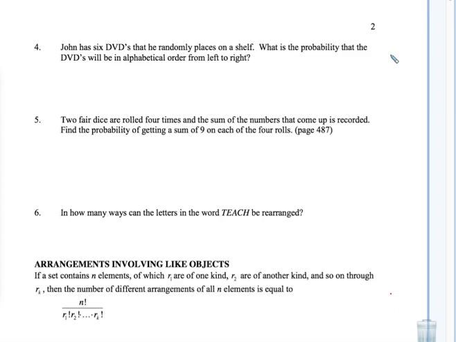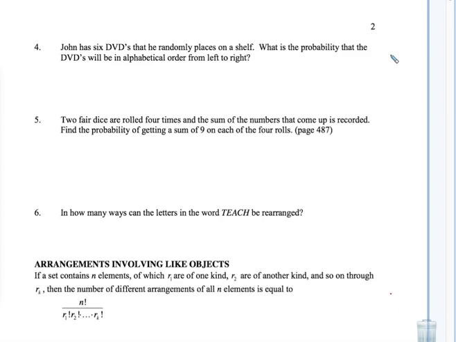Number 4 says John has 6 DVDs that he randomly places on a shelf. What is the probability that the DVDs will be in alphabetical order? So we have 6 DVDs, and what's the probability that we get them in alphabetical order? A lot of times on this problem people will put 1/6, because there's 6 total DVDs. That's not at all what it's asking.